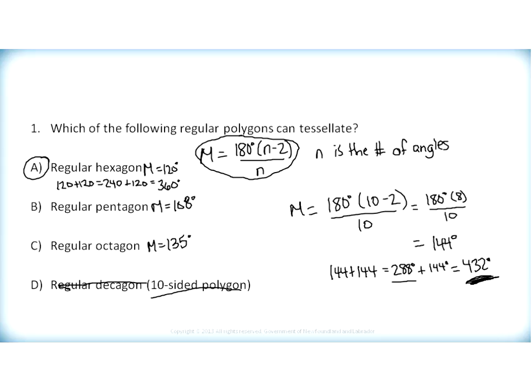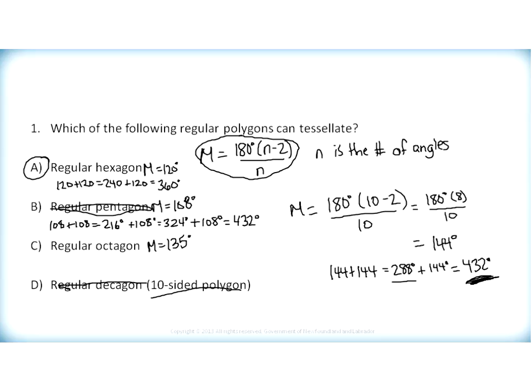So for a regular pentagon, I'm going to add 108 plus 108. That's going to give me 216 degrees. Now if I add on 108 more, that's going to give me 324 degrees. So I'm still less than 360. Now if I add on 108 more to that, that's actually going to be 432 degrees, just like we saw with our decagon. So a pentagon will not be able to tessellate.